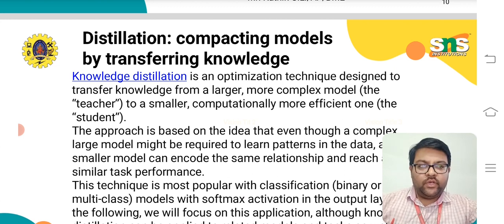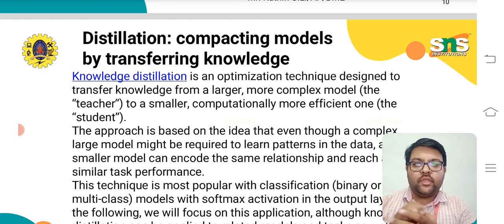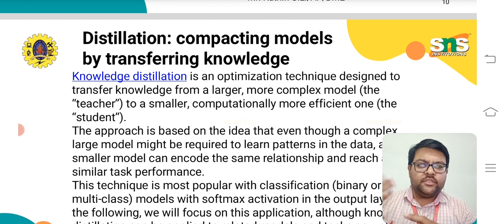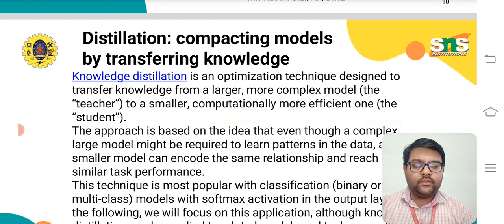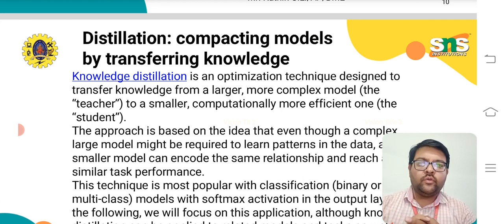In the previous videos, we were discussing the optimization techniques in deep learning. We discussed pruning, then quantization techniques. Now there is another technique called distillation that we are going to discuss in this video. It is compacting models by transferring knowledge. So knowledge distillation is an optimization technique.